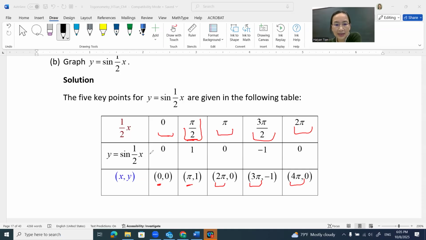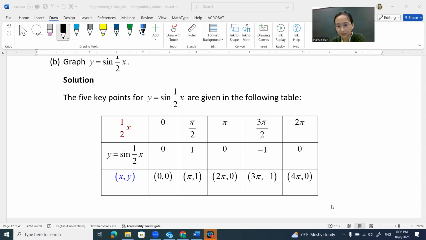So then we get x, and for each x, the corresponding y is already found. The corresponding y will be listed as well, each y matching each x. And then we have 5 key points. Let's use these 5 key points. And we notice the x range will be from 0 to 4 pi this time. You see, from 0 to 4 pi to complete one cycle.